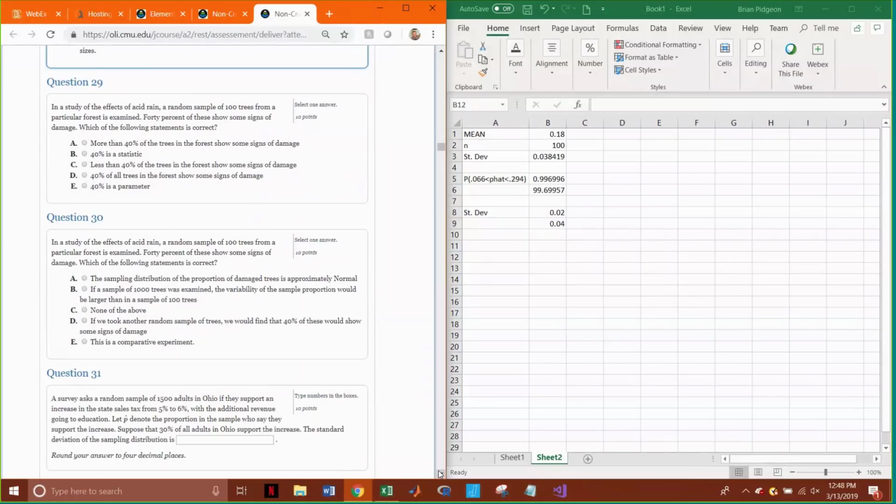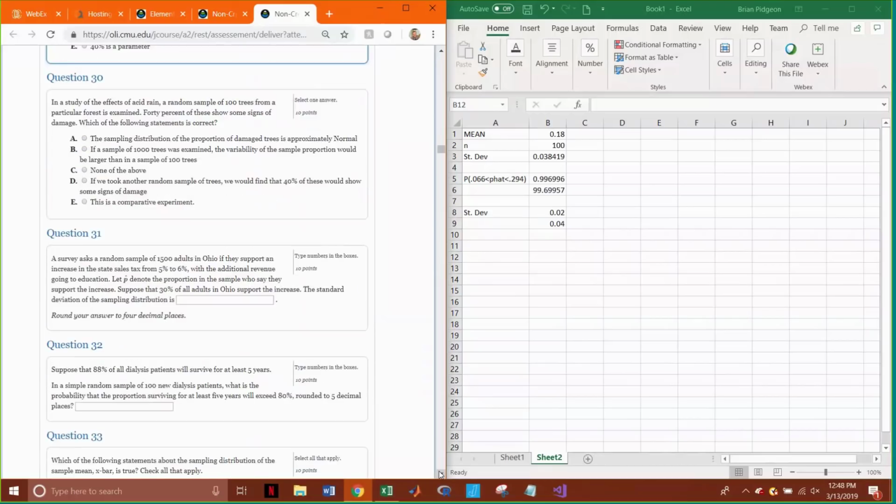In a study of the effects of acid rain, a random sample of 100 trees from a particular forest is examined. 40% of these show some signs of damage. So which of the following is correct? Now, from the sample, 40% are examined, so 40% is a statistic. The sampling distribution of the proportion of damaged trees is approximately normal. That's actually true. n times p hat.